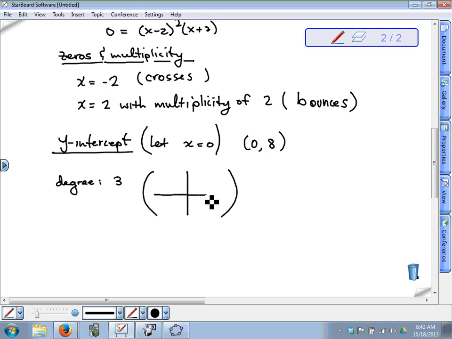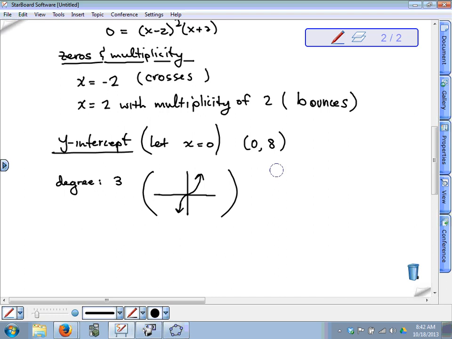This may not be exactly what it looks like, but because it's degree 3, isn't the basic shape of the graph going to be something like this? So we just got to make sure that our graph looks something like that. Really what we're looking at here is the end behavior. One travels up to the right, one travels down to the left.